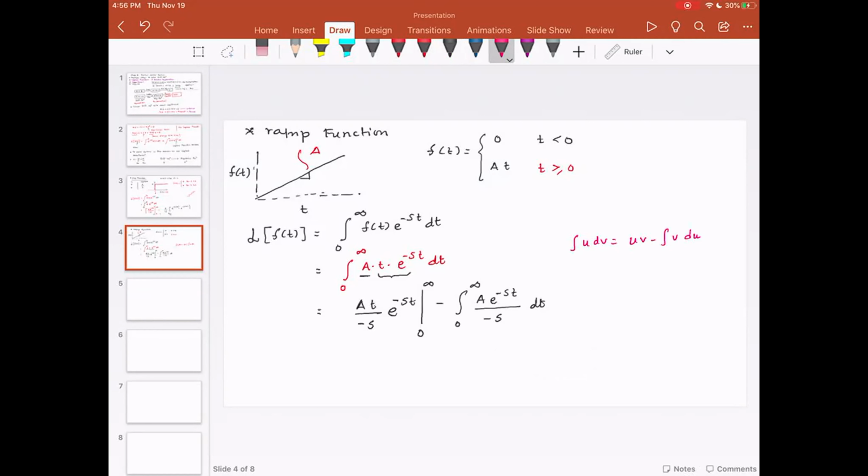Which term to use first and which term to use second, there are rules. We can actually get this integral using MATLAB as well. So if there is time, I can show you how we can get the answer. But at the end of the day, once you solve this, it is going to become a divided by s square. So the Laplace transform of a ramp function is a, which is the slope of the ramp, divided by s square. Any questions here? So this is integration by parts.